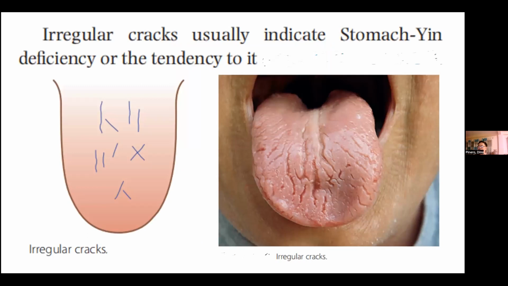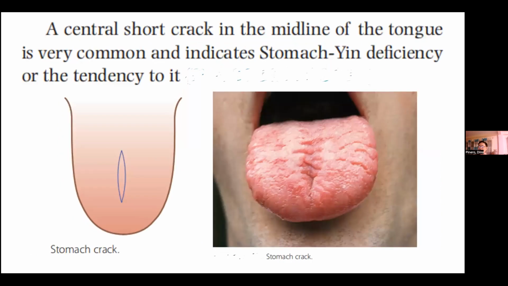Irregular cracks usually indicate stomach yin deficiency or tendency to heat. So, observe po natin mabuti itong picture. Ito po yung example ng irregular cracks. A central short crack in the middle of the tongue is very common and indicates stomach yin deficiency or the tendency to heat. So, ito po yung picture ng stomach crack. Meron siyang crack dito sa middle. So, yan po yung stomach yin deficiency.